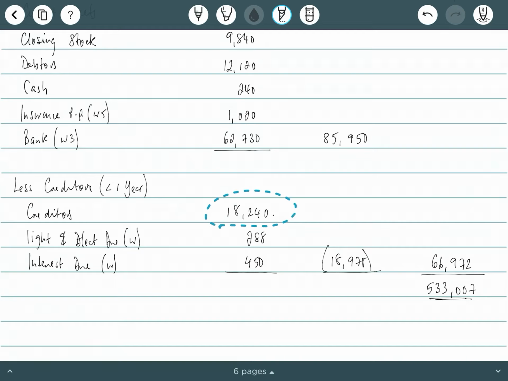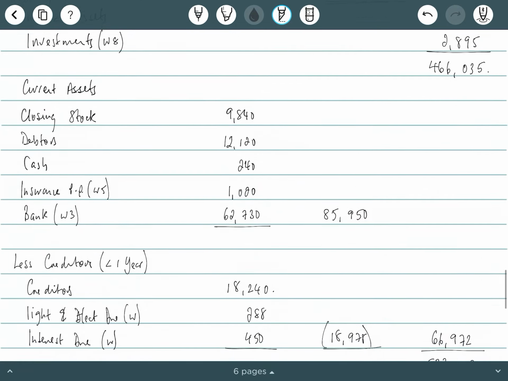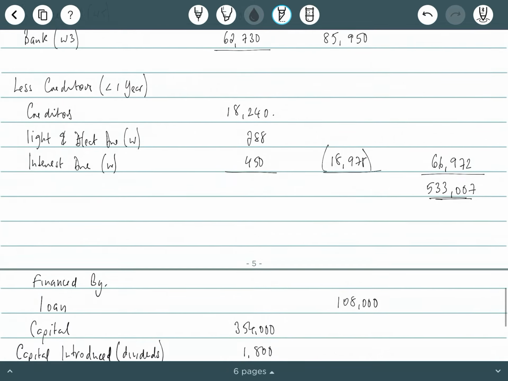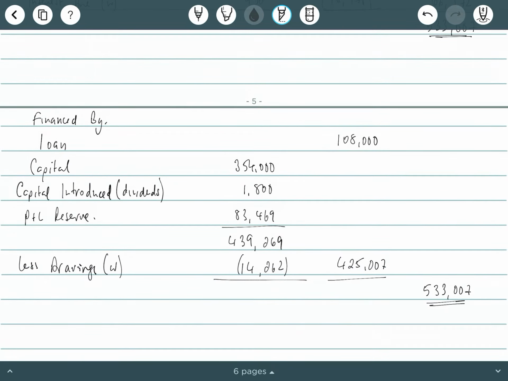You've got your creditors given to you in the question. Okay, electricity or light and heat due was given to you at the end of the question, and interest due 450 was a working. Okay, add those together, take it away from your current assets, you get your working capital. Okay, you add your working capital then onto your total fixed assets, and you get total net assets to be 533,007.